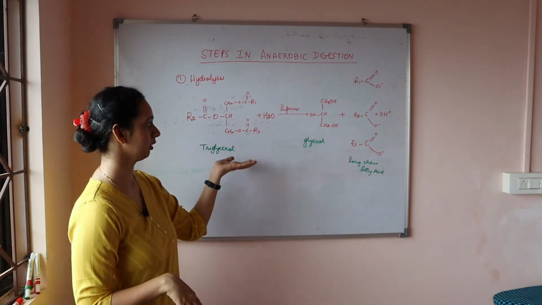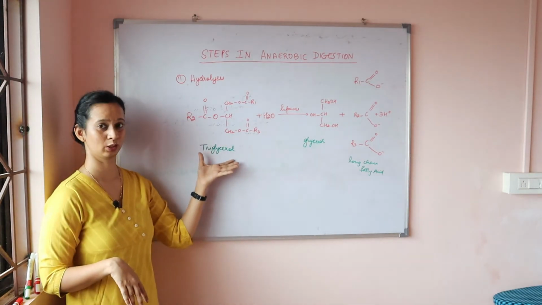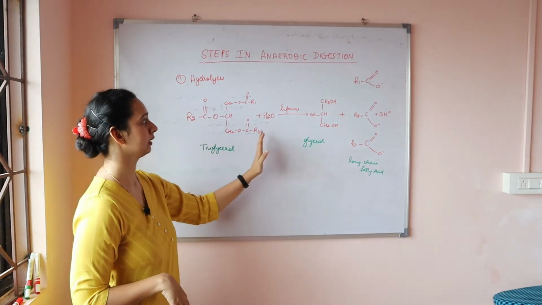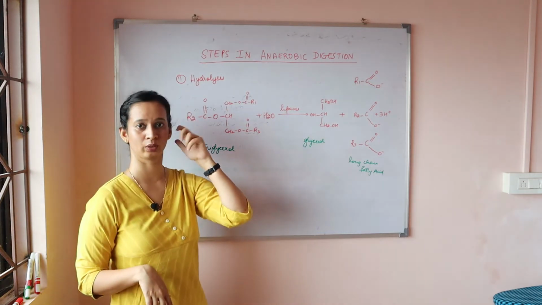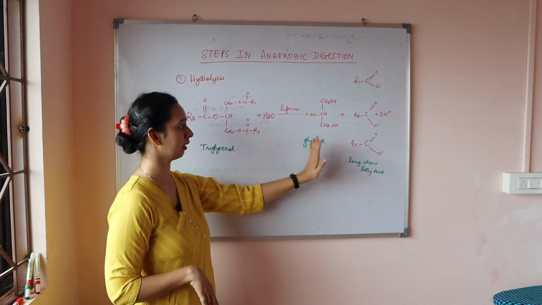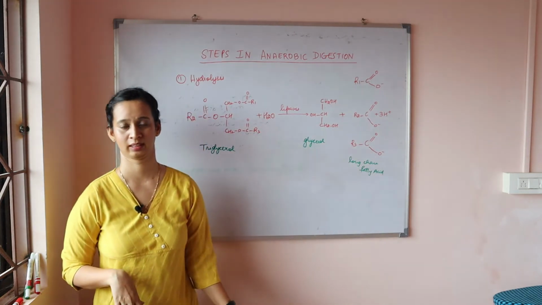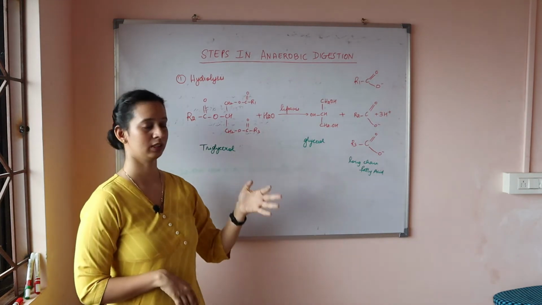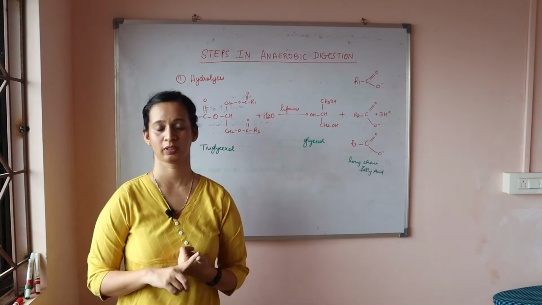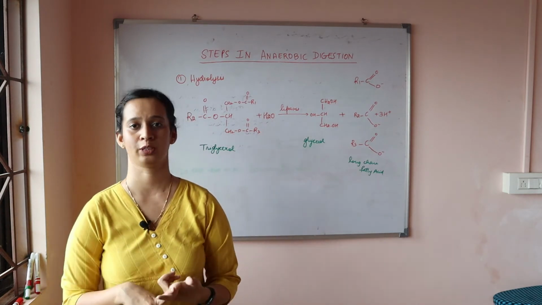Okay, so here I am taking the example of fat. Triglycerol is a form of fat. It is broken down by lipases. Lipases generally act on fats and break them down into long chain fatty acids. So this is the first step of hydrolysis. This is the first step of anaerobic digestion, which is hydrolysis.